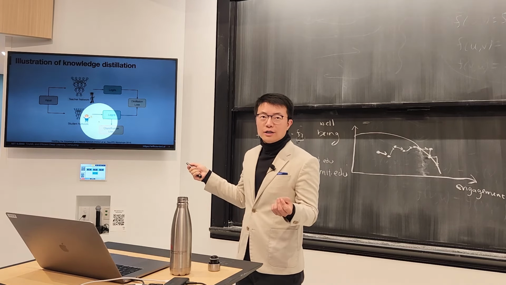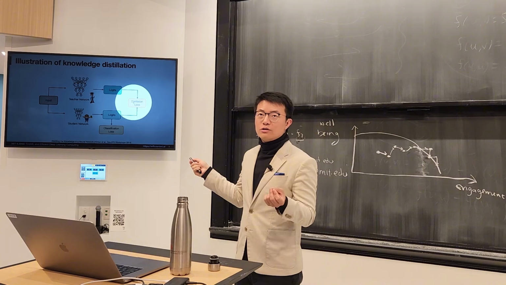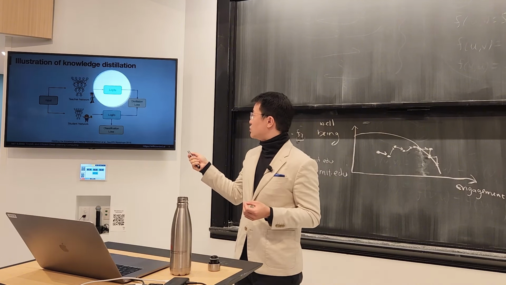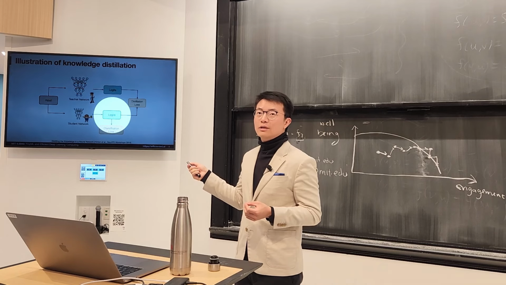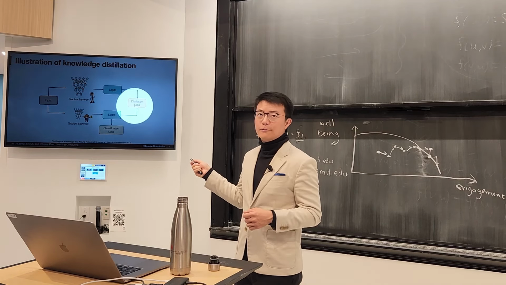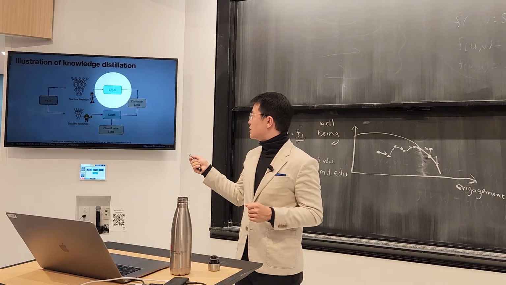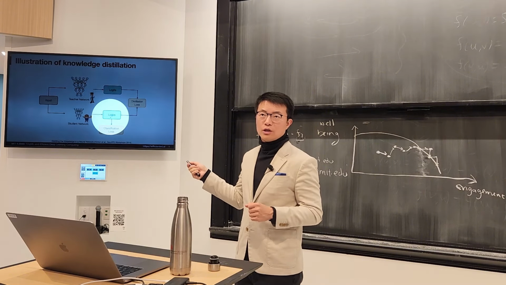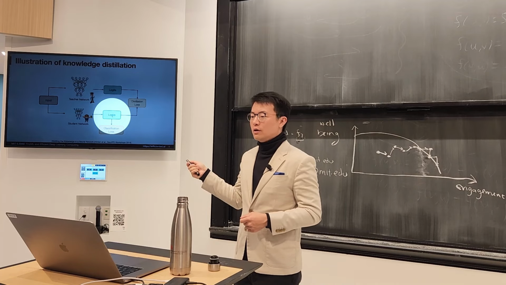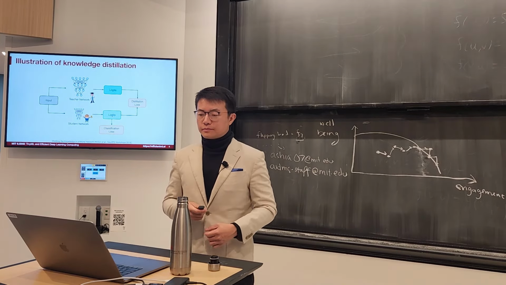So what is new here? We also add a new loss called distillation loss, a distillation loss between the teacher's logits and the student's logits. So what we are trying to do here is match the logits of the teacher and the student, trying to match the student with the teacher. That's the new loss term we added here.